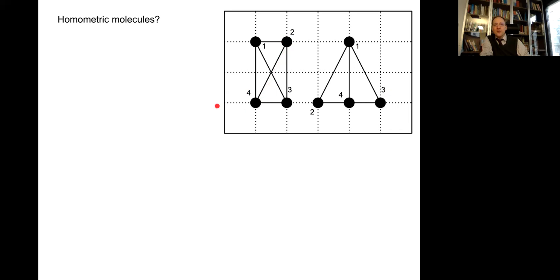So these are non-exotic configurations, right? Now, if you count the interatomic distances, you will find that actually they have the same set, right? So there's a short one, and a short one, there's a medium one, and a medium one, and a long one, and a long one along the diagonal, right? So you have 2 times short, 2 times medium, and 2 times long. Now let's look at the right. We have a long one and a long one. We have a medium one, and then going from 2 to 3, we also have a medium one. And then we have 2 short ones from 2 to 4 and from 4 to 3.